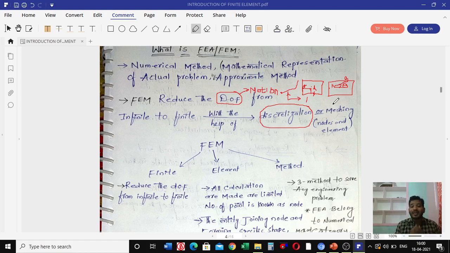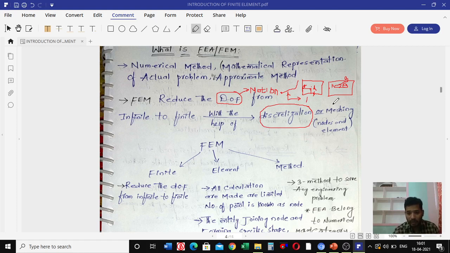So the finite element method reduces the degrees of freedom. The main intention of the finite element method is to reduce the degrees of freedom from infinite to finite, with the help of discretization or meshing into nodes. So what is the meaning of discretization?